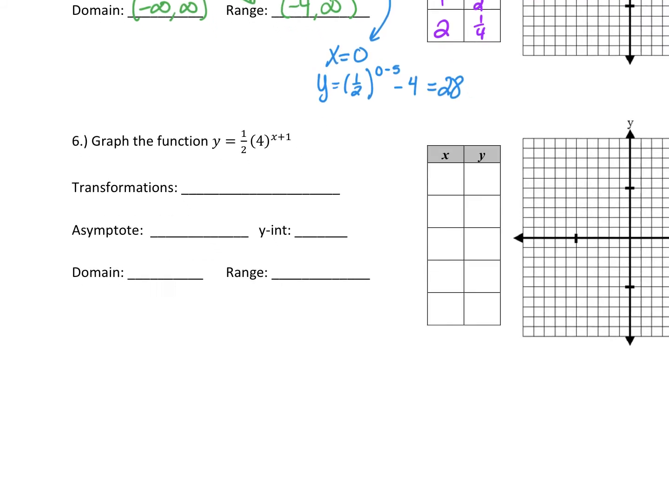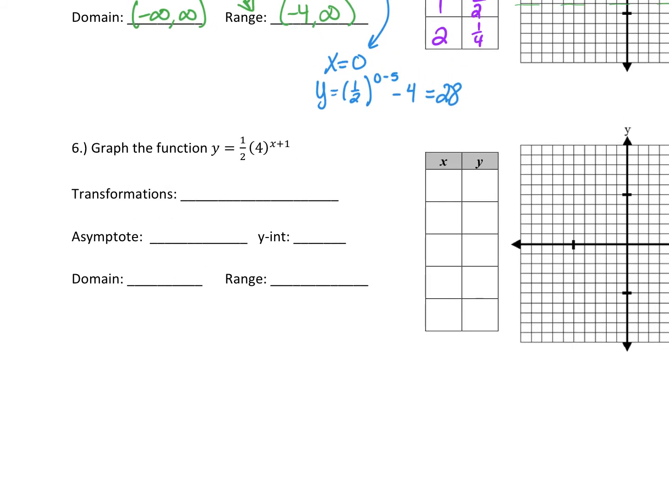All right, let's graph this function. So now we get a little bit tougher. We got this number in front. So remember, this a value means I have a shrink of 1/2. My parent function is 4 to the x, and this +1 means I'm going left 1. So a shrink by 1/2 means I'm going to do 1/2 times all my y values.